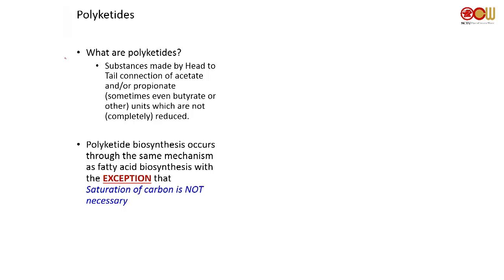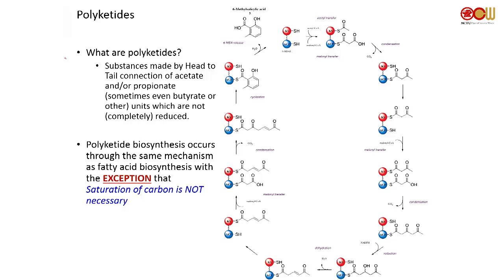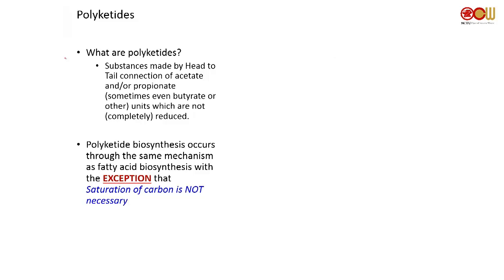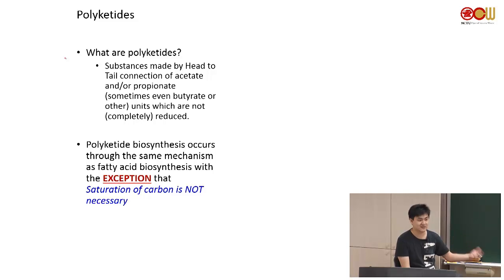All right, now, I want to talk about polyketides, and I only have time to talk about polyketides, right? So what are polyketides? I'm interested in polyketides because the synthesis of polyketides, you guys should very easily grasp, okay? All right, what are polyketides? Polyketides are essentially substances made by head-to-tail connection of acetate and or propionate, sometimes even butyrate or others, units which are not completely reduced. 看了这一句英文，然后你根本不知道他在讲什么，对不对？好，allow me to explain.